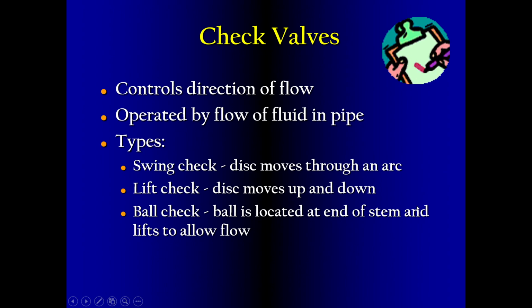Then the second main topic is the check valve. In this type of valve, the direction of the flow is controlled, operated by the flow of fluid in the pipe. There are three types of check valves: the swing check valve, lift check valve, and ball check valve. In the swing check valve, the disc moves in an arc. In the lift check valve, the disc moves in an up and down direction, and in the ball check valve, just a ball is located at the end of the stem and lifts to allow the flow.